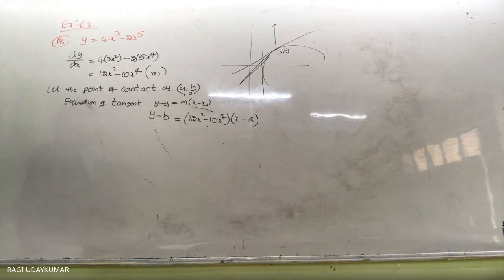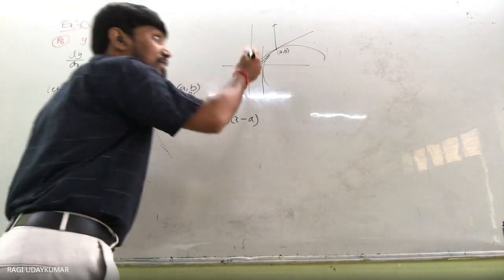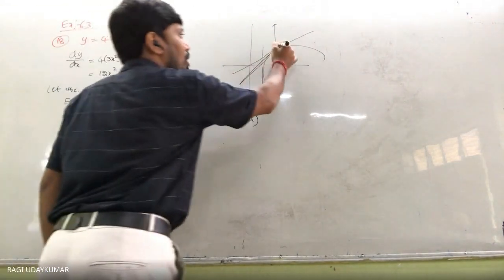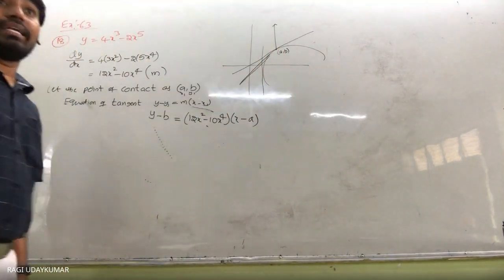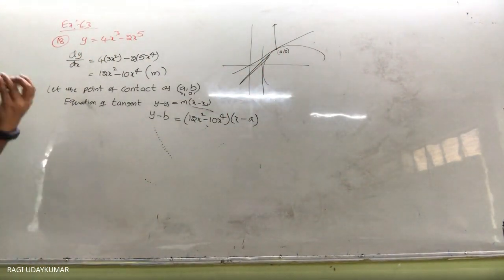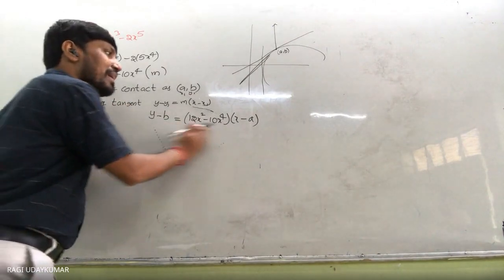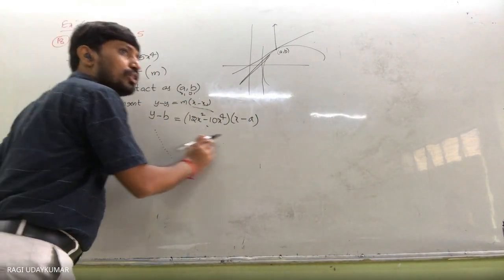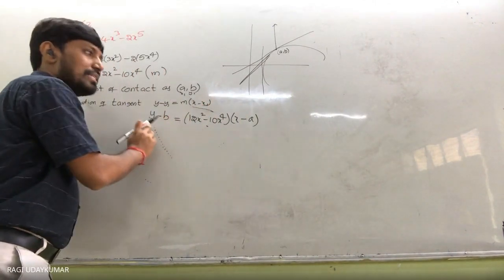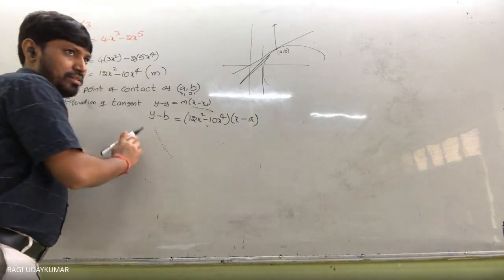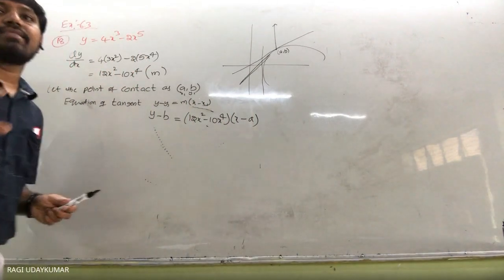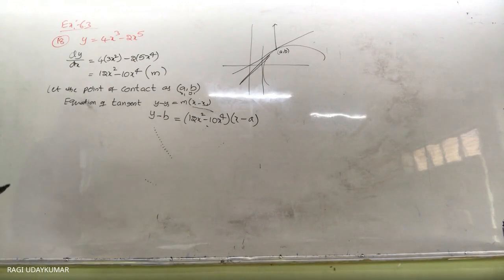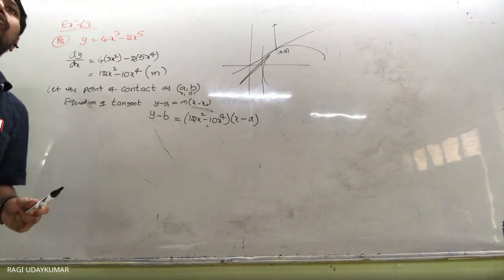No, it is passing through the origin. The point of contact is a different point. This is an equation of a line. In this equation of the line, if you substitute x equal to 0, y equal to 0, it should satisfy.